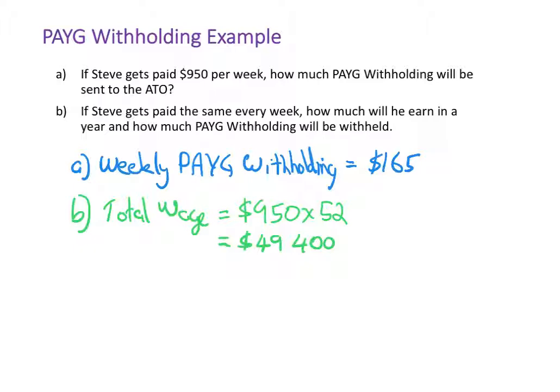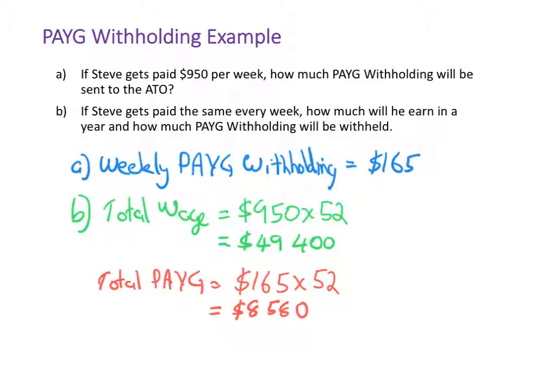Now from that money though, he's going to have his PAYG withholding. So his total PAYG withholding for the year, if he gets paid $950 each week, his employer should be taking out $165 per week. So 165 times 52. Based on the $165 per week, all up in the year, Steve is going to have $8,580 PAYG withholding.